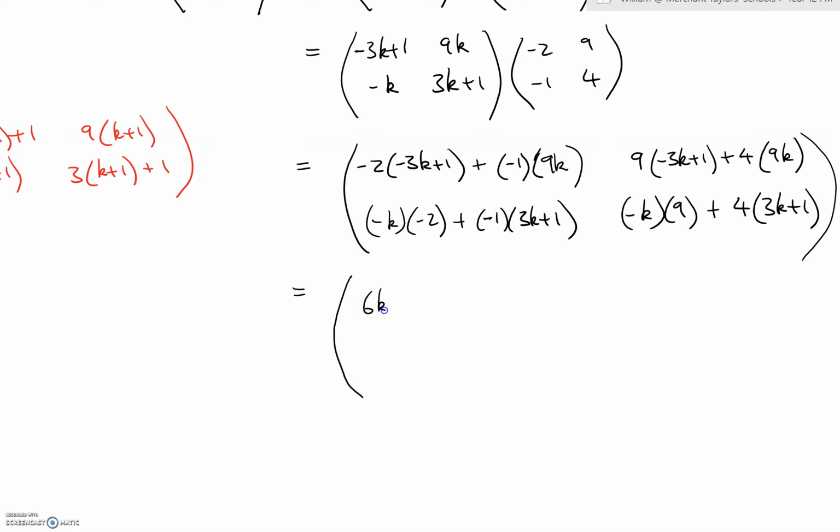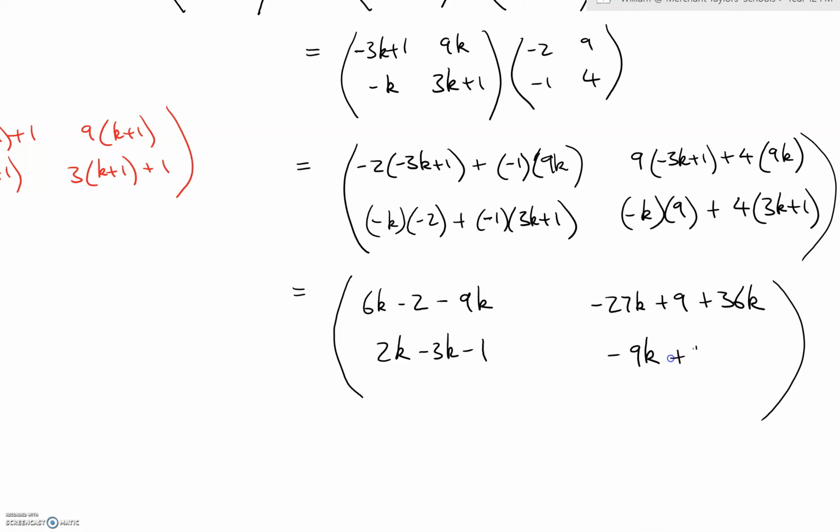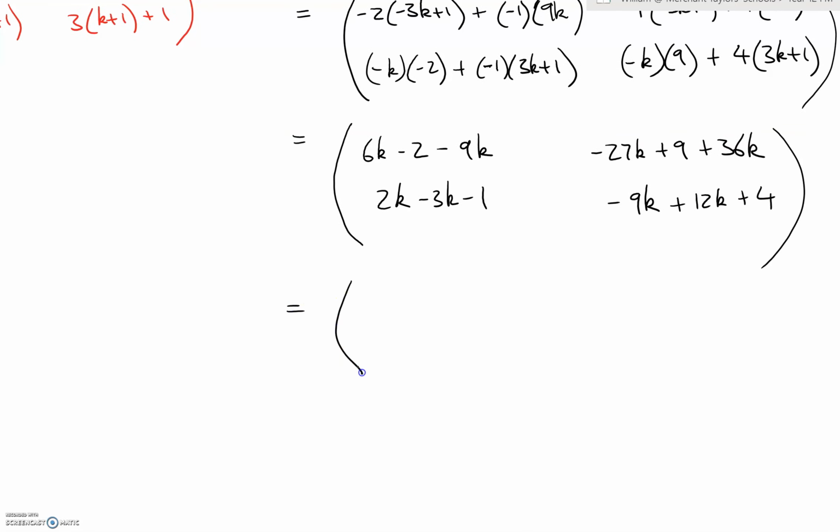So we're going to have 6k minus 2 minus 9k on the top left, minus 27k plus 9 plus 36k on the top right, 2k minus 3k minus 1 in the bottom left, minus 9k plus 12k plus 4 in the bottom right. Simplify everything, so minus 3k minus 2, 9k plus 9, minus k minus 1, and 3k plus 4, all fully simplified.